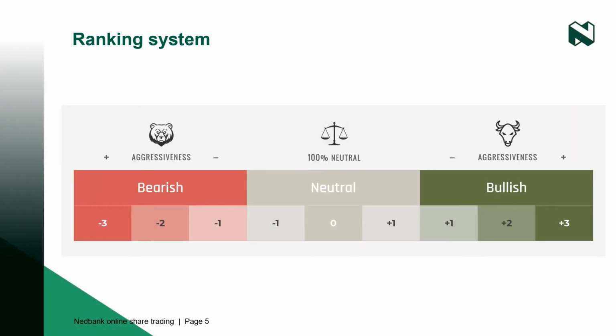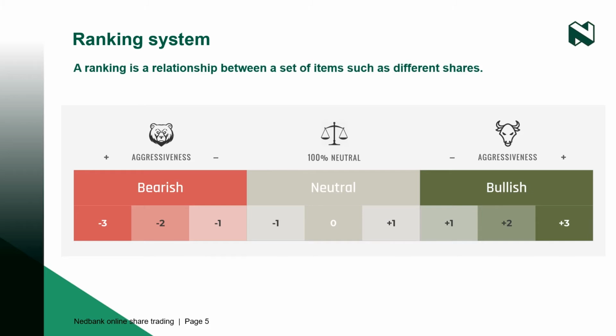Next, we need a ranking system. A ranking is a relationship between a set of items such as different shares. For any two shares, the first share is either ranked higher, ranked lower, or ranked equal to the second share. This will refine your bias. In breaking down the market bias, we look at a number system between -3 and +3. The larger the number, either positive or negative, the more aggressive your bias is.